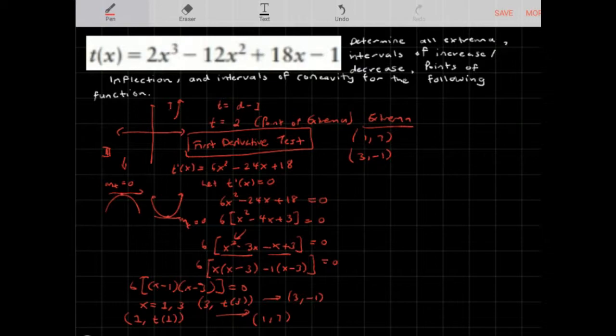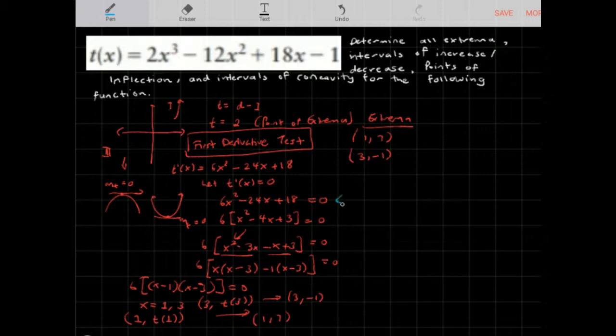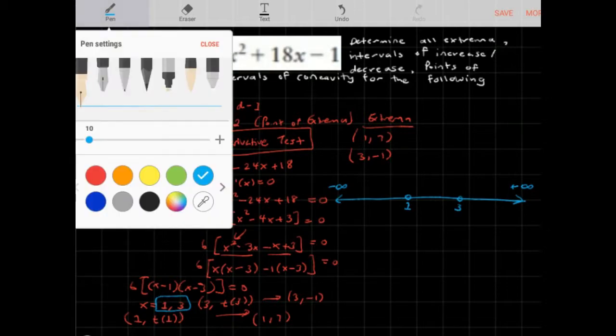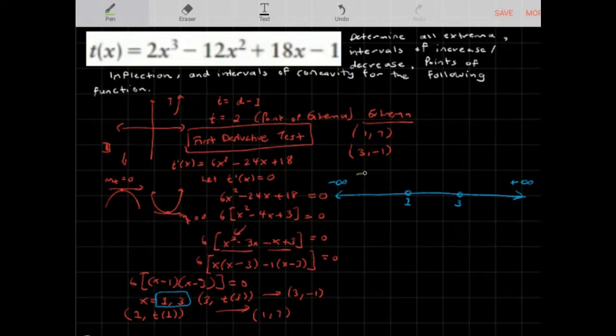Now we can also figure out intervals of increase and decrease, right? So if we're looking at intervals of increase and decrease, what I'm going to do is plot these critical points. So our critical points or critical numbers are 1 and 3. So in this case, I'm just going to plot a 1 here, and a 3 here. This is negative infinity, this is positive infinity. This isn't to scale, right? And for each interval, we can notice here that in between the critical points and our positive and negative infinities, we have our intervals.